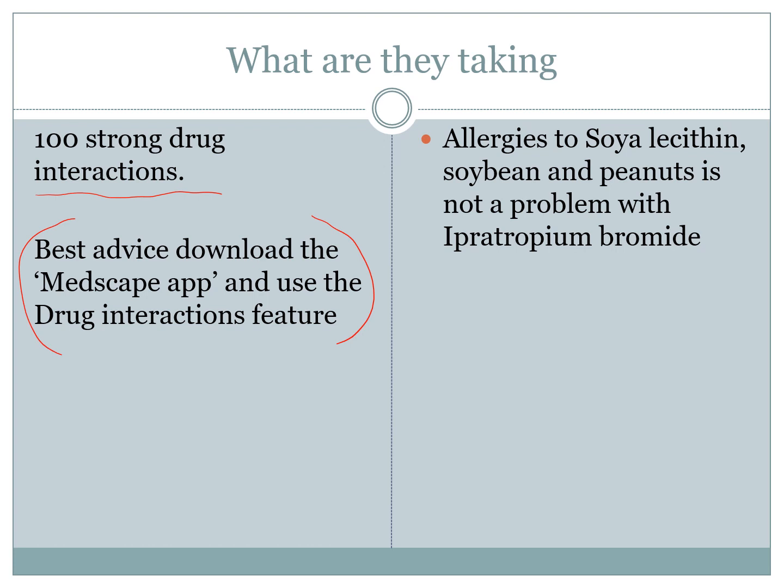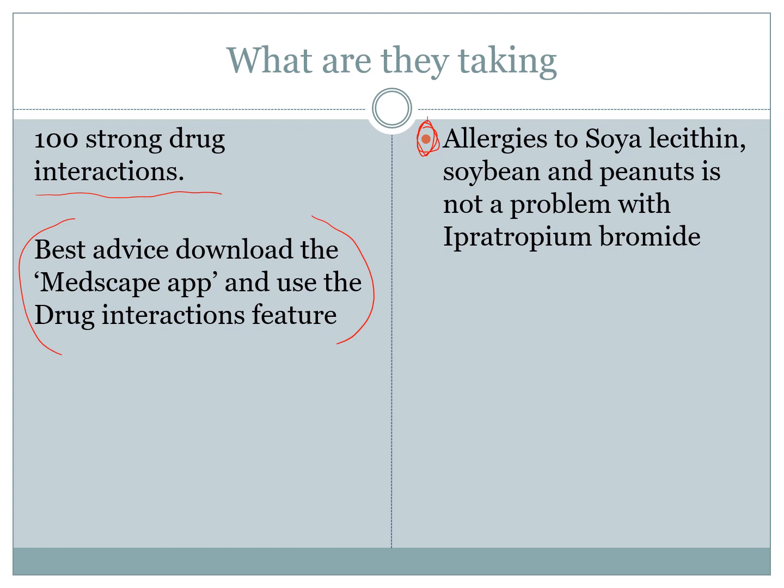Now another particular thing to note, because you may or may not have heard it being thrown around, allergies to soy lectin, soybeans and peanuts is not a problem with ipratropium bromide. So if you're the older generation who learnt ipratropium bromide back in the day and haven't updated their knowledge, may still be teaching that allergies to these substances is still a problem with ipratropium bromide, but the breakdown is it was never a problem with the nebulized form. It was only a problem with the MDI inhaler itself, because it had soya-based substances within it.